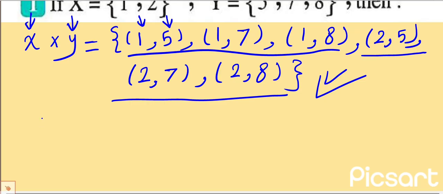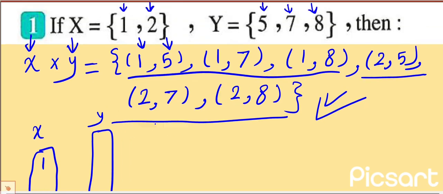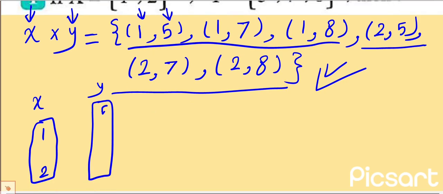The arrow diagram is good. We draw two rectangles, and we will write the elements of each set. This is the set of X, and this is the set of Y. Here 1 and 2, and here 5, 7, and 8. Then we will match 1 with 5, with 7 and with 8. And 2 with 5, 2 with 7, 2 with 8.